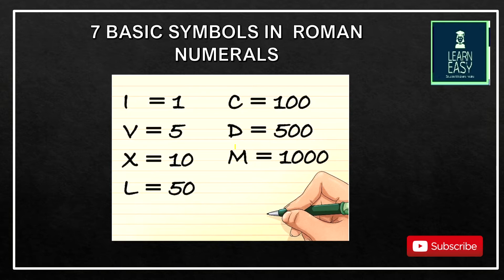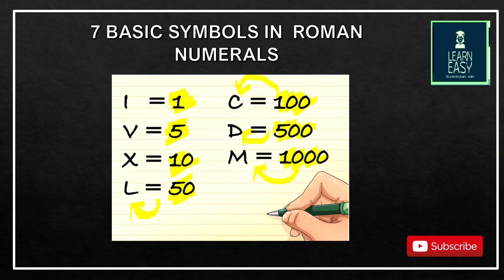To begin with, I will tell you about the 7 basic symbols in Roman numerals. As you can see, 1 bar represents 1. 5 is V, as we just did, and everybody now knows how to write 10. So we write 1 as 1 bar, 5 as V, 10 as X. Now 50 is represented by L, and 100 is represented by C. 500 is represented with capital D, and 1000 is expressed as capital M.